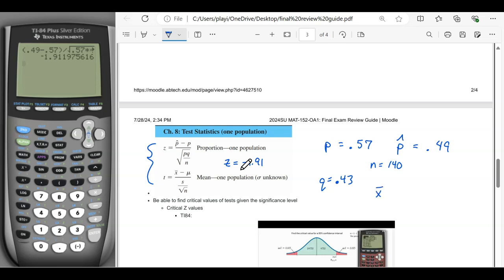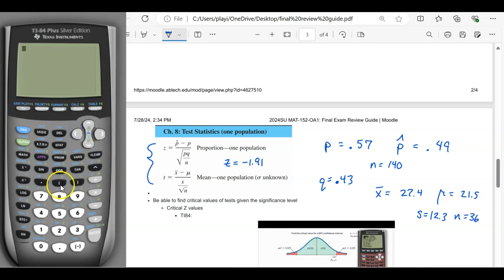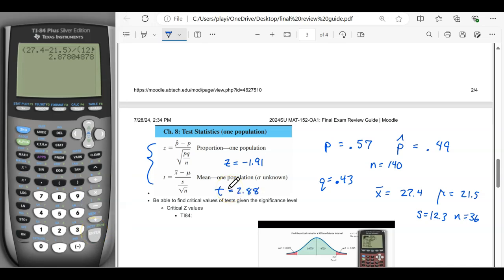All right, and just for practice, let's say the mean of a sample is 27.4, mu is 21.5, the standard deviation is 12.3, and the sample size is 36. For that one, we would do, again, parentheses, because we've got subtraction up top: 27.4 minus 21.5, close that parentheses, divide by. Now, what we're dividing by is a fraction, so we put it in parentheses. The numerator is 12.3, divided by the denominator, which has a square root, just like with the other one: the square root of the sample size. If you recognize that as a perfect square, you could just put 6, which would be perfectly fine as well. So there's my critical T, to 2 decimal places. We typically round those to 2 places.